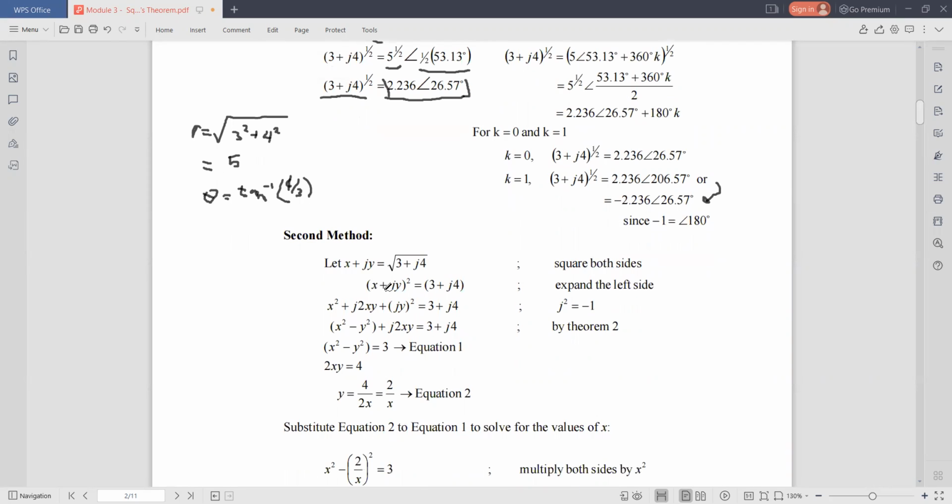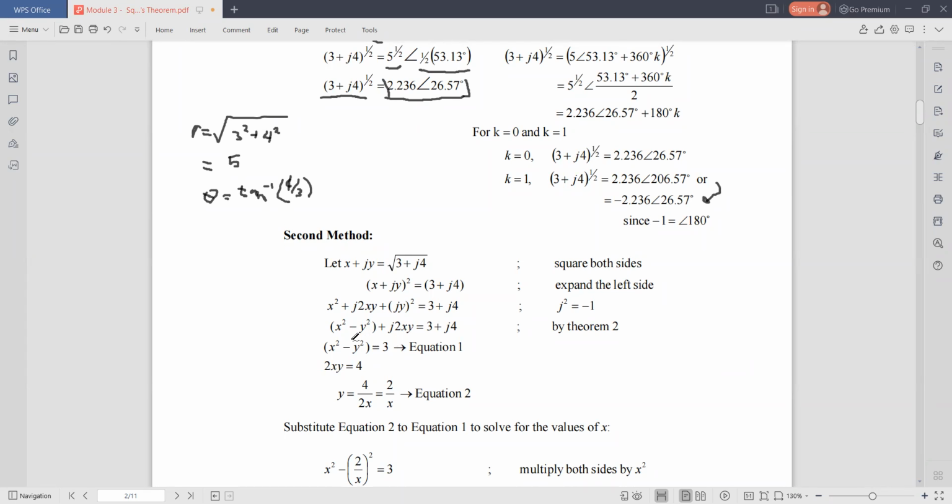The first thing we evaluate is this equation, so we need to expand the left side. That is x plus jy, quantity squared, equal to 3 plus j4. If you expand this, you will have x squared plus j2xy plus jy quantity squared. Take note that j squared is negative 1, so it becomes negative y squared. So you have x squared minus y squared plus j2xy.